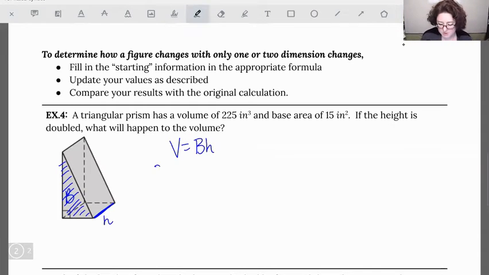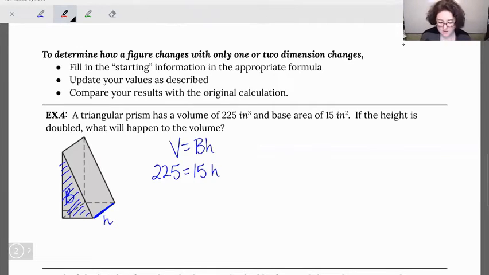Okay, volume was 225 inches cubed. Area of the base is 15. So that means we don't know what our height is. But then they tell us to do a modification. So here we go. The height is going to be doubled. So if I take that height and I multiply it by 2, that means I'm going to rewrite the right-hand side of the equation. I have to multiply it by 2.